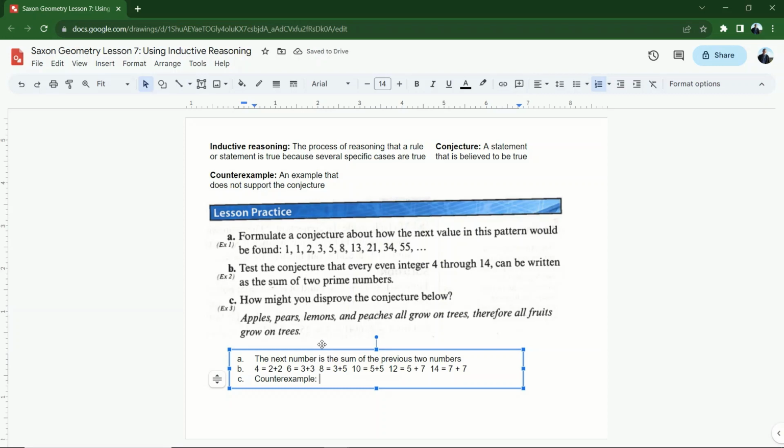Can you think of a fruit that does not grow on a tree? What about blueberries? Blueberries do not grow on trees. They grow on bushes. We could also put raspberries in that list because they also do not grow on trees. There are actually a lot, probably most berries. Mulberries grow on trees, but blueberries and raspberries are two common counterexamples.